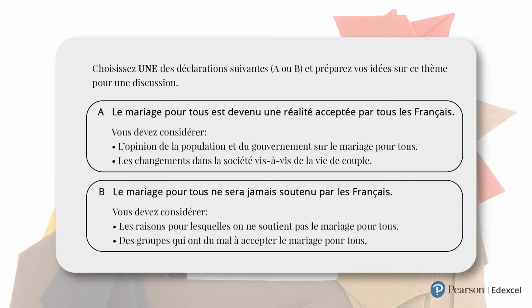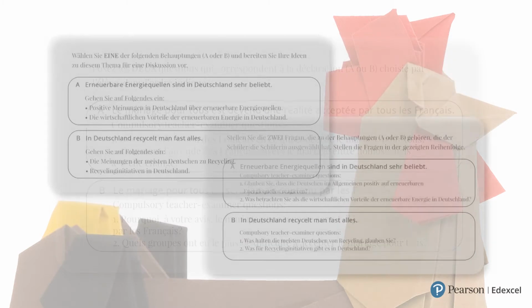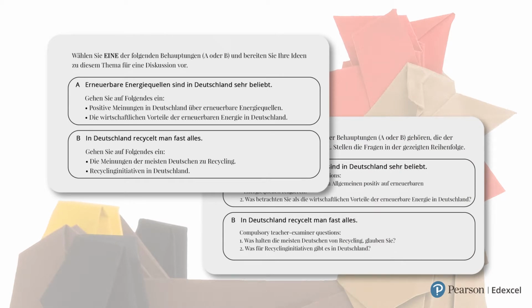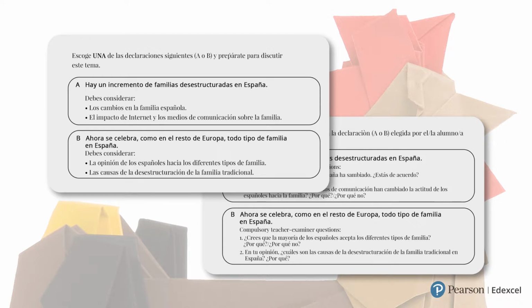Here we can see an example of a Task 1 candidate card taken from the French sample assessment materials. As you'll see in the next slide, the bullet points in the candidate card very closely match the content of the teacher's questions. This means that candidates can use the 5 minutes preparation time to target their responses effectively. Now take a moment to look at the candidate and teacher examiner cards for German. These examples also come from the sample assessment materials. And here we have the Task 1 cards for Spanish, again taken from the sample assessment materials.